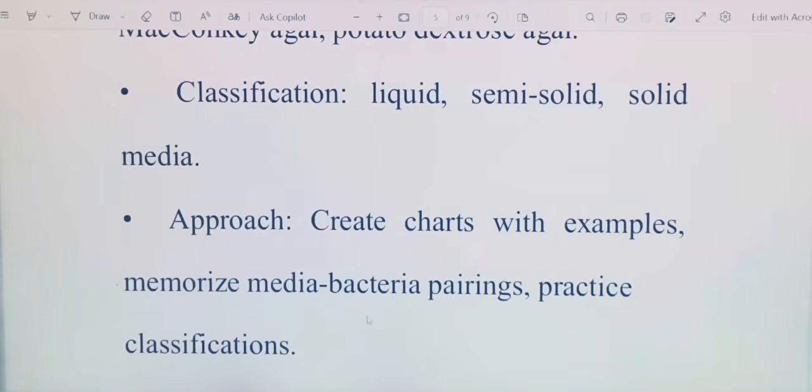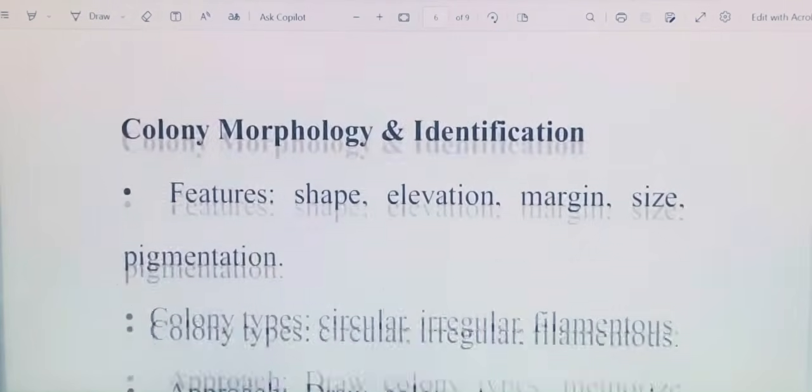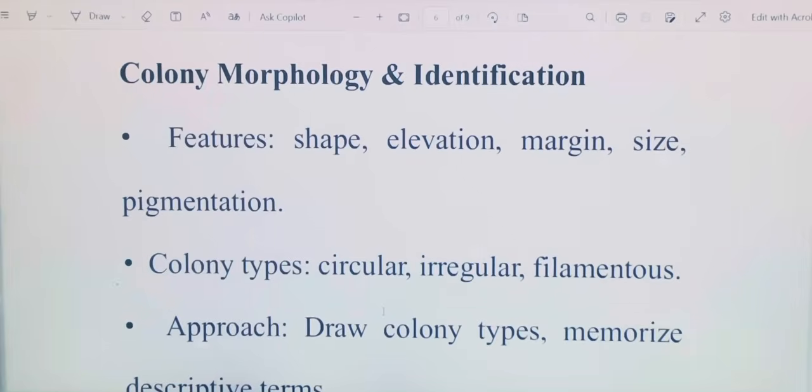Then memorize media-bacteria pairings. All right, media-bacteria, that is of course the type of media and the example of bacteria that can be cultured in that media. All right, so that's what we call media-bacteria pairings. Then practice the classifications. All right, then the next thing is colony morphology and identification. Understand the difference between shape, elevation, margin, size, and pigmentation. Okay, understand that. Then of course colony types, circular, irregular, and filamentous.